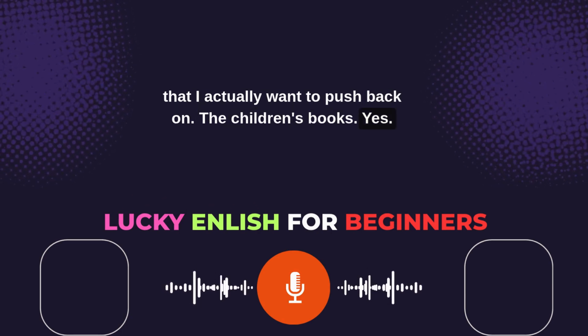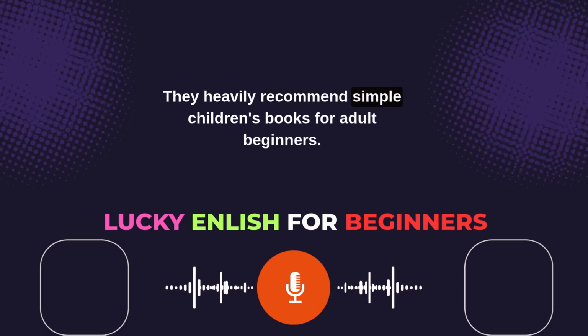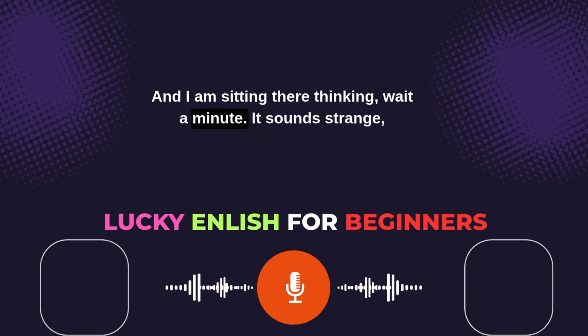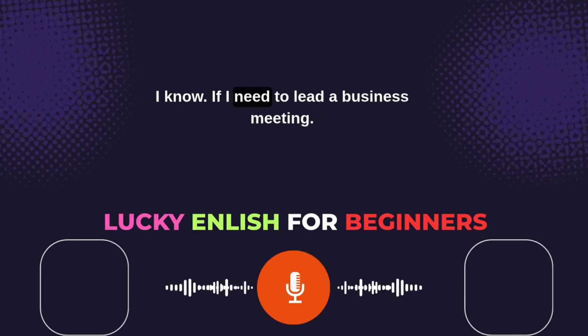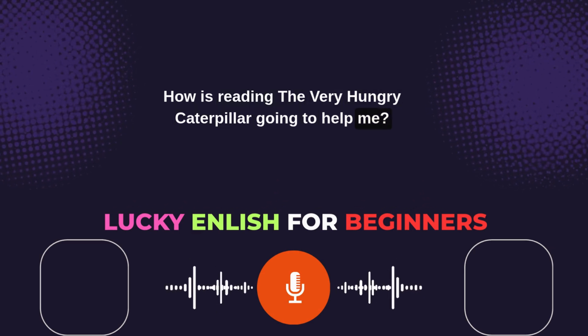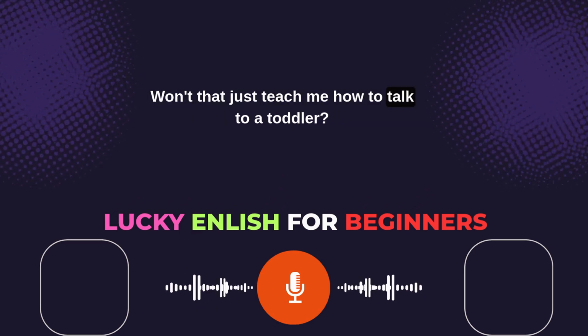But the research notes mention something really specific here that I actually want to push back on. The children's books. Yes. They heavily recommend simple children's books for adult beginners. And I'm sitting there thinking, wait a minute. It sounds strange, I know. If I need to lead a business meeting, how is reading The Very Hungry Caterpillar going to help me? Won't that just teach me how to talk to a toddler?